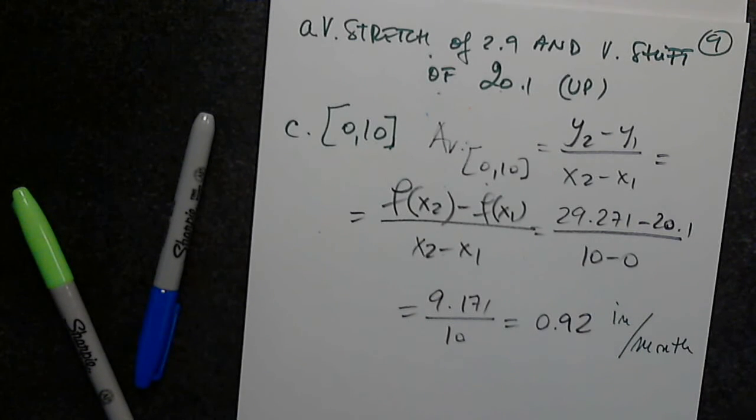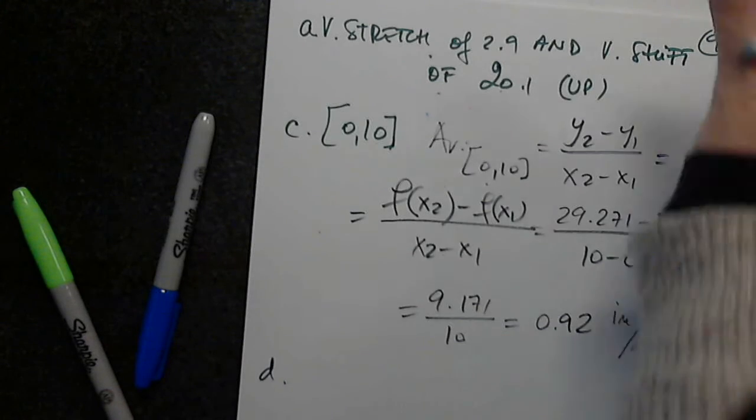So it appears that between 0 months and 10 months, boys' height increases at a rate of roughly 1 inch per month. So between 0 and 10 months old, the median height of boys increases on average by roughly 1 inch per month.